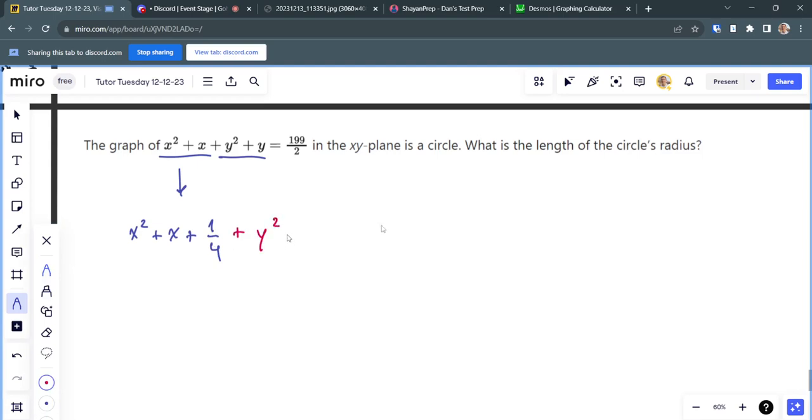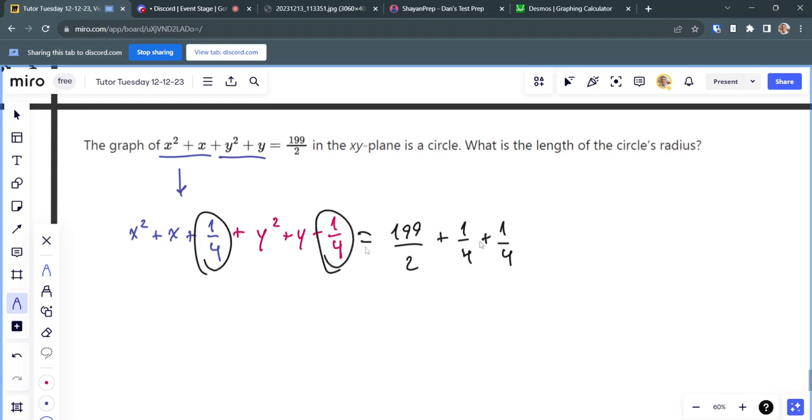On the y, it's the same thing, right? Plus 1/4, because the coefficient on the y is 1. Then on the constants, we also have to add plus 1/4 and plus 1/4, because we want to keep the equation balanced, right? If I add 1/4 here and here, I have to add it here and here.